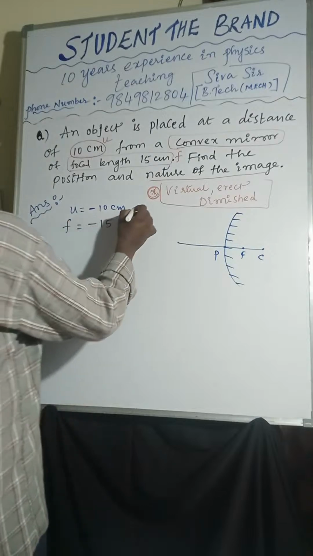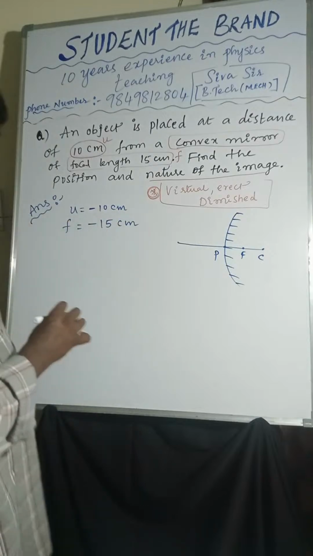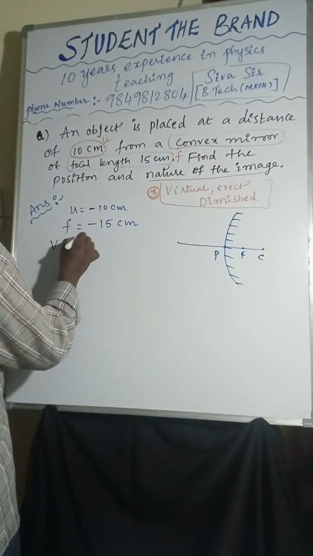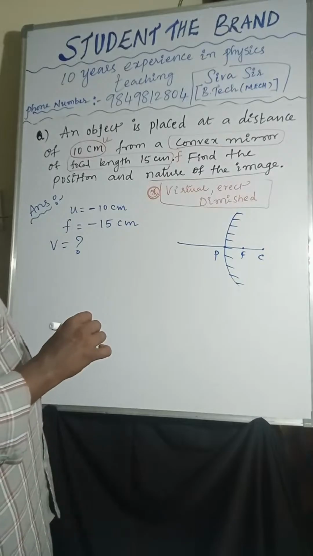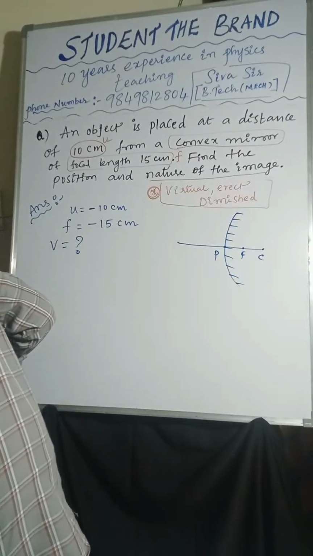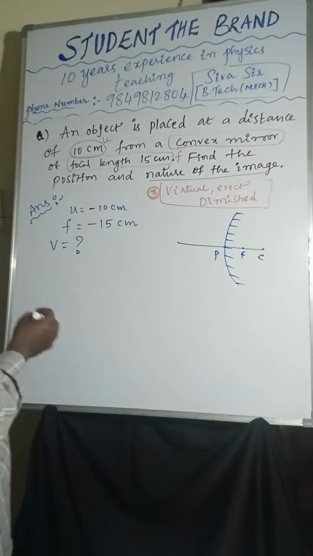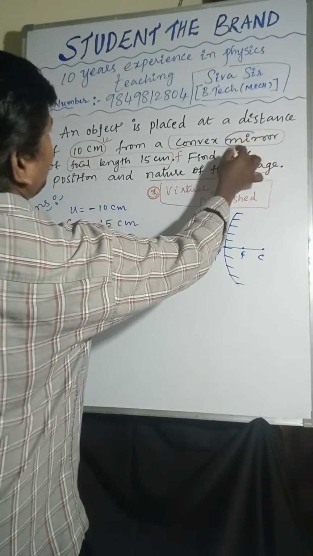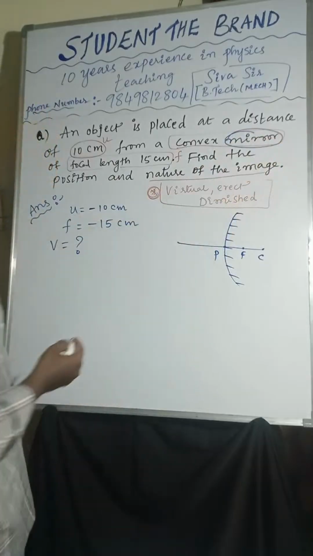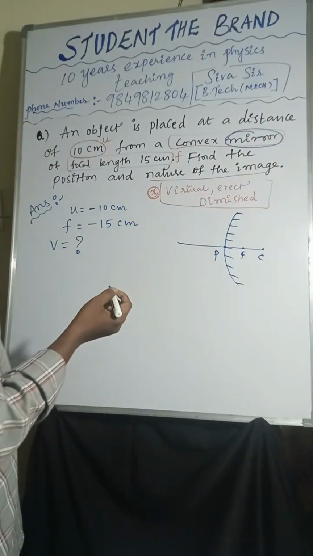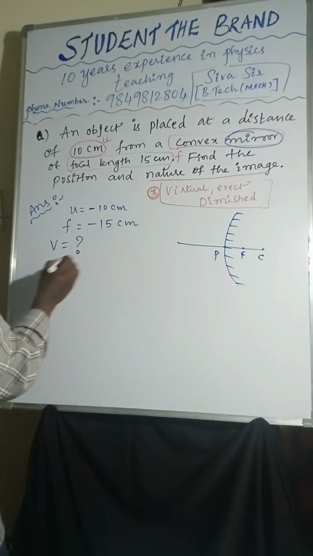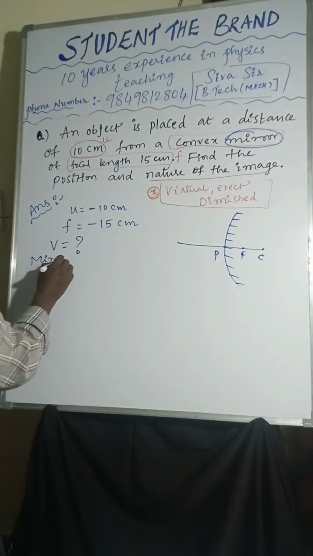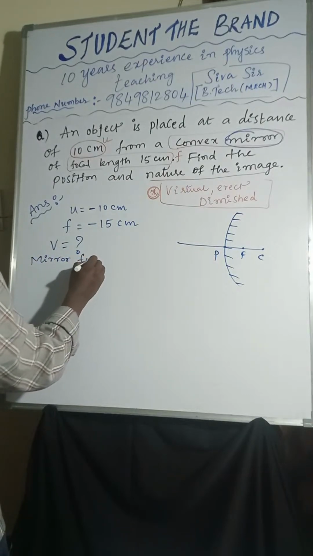So okay. Object distance, focal length. So we need to find out the image distance, right? So for finding the image distance, what is the formula we have to use? The mirror formula. Because this is a mirror, one more thing to understand: what is the formula for a mirror? 1 by f equal to 1 by v plus 1 by u. This is the mirror formula.